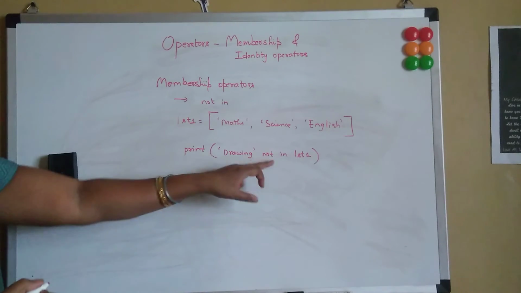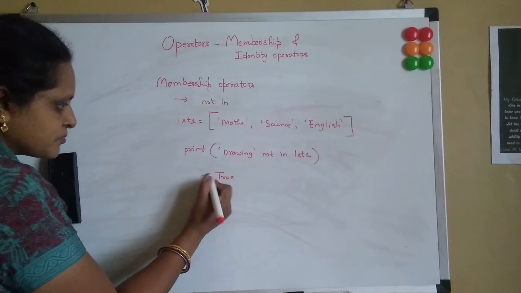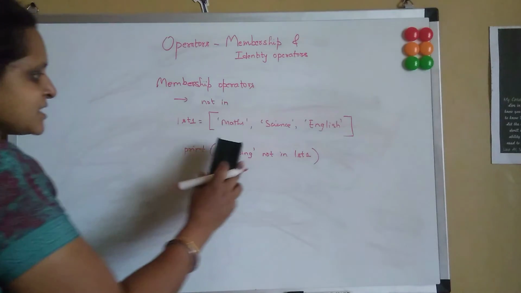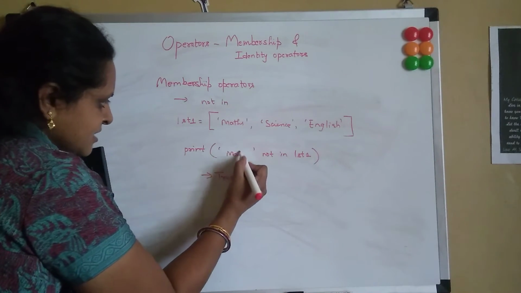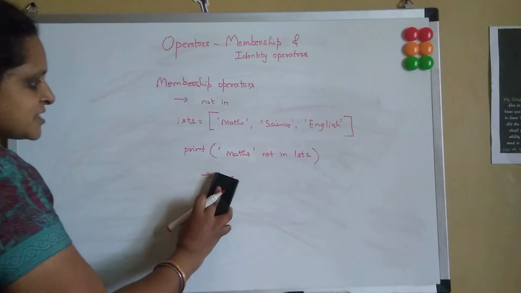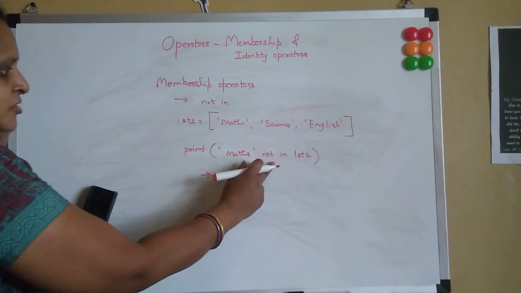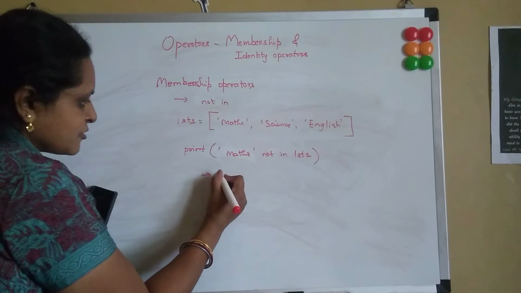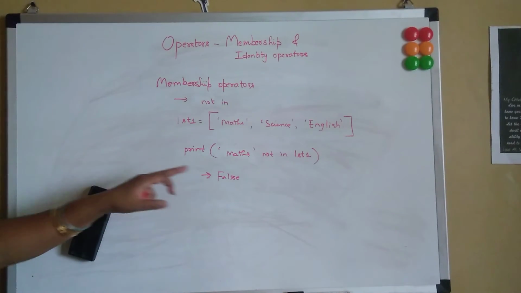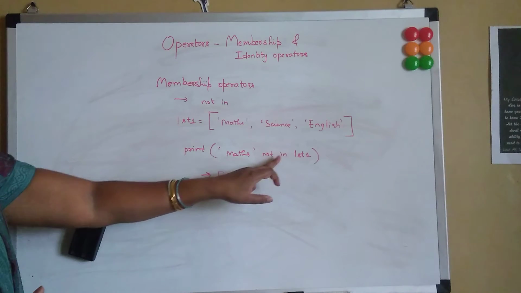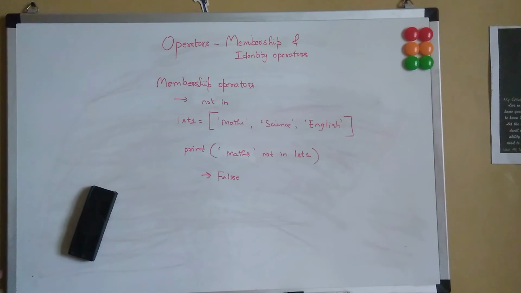Since drawing is not in LST1, it returns the boolean value true. Now, if I say maths not in LST1, since maths is present in our list, not in returns the boolean value false, telling that maths is present in LST1. So here it is checking not in. Since it is present, it returns the value false.